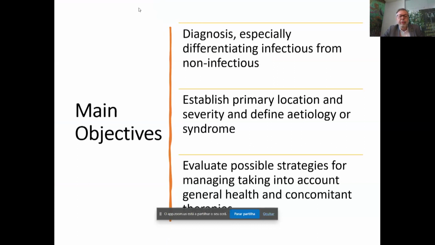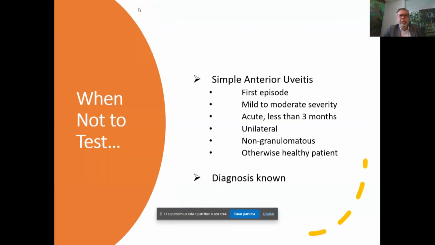And then they evaluate the possible strategies for management, taking into account the general health of the patient and other concomitant therapies. This is maybe a bit contentious. Some of you may disagree, but if a simple anterior uveitis, the first episode, is someone who doesn't have any medical history, mild, unilateral, non-granulomatous, you may get away without investigating. Some people may argue, oh, do an HLA-B27, but the likelihood of finding an underlying disease of significance is very, very small. So these patients might be treated as a one-off and not investigated.